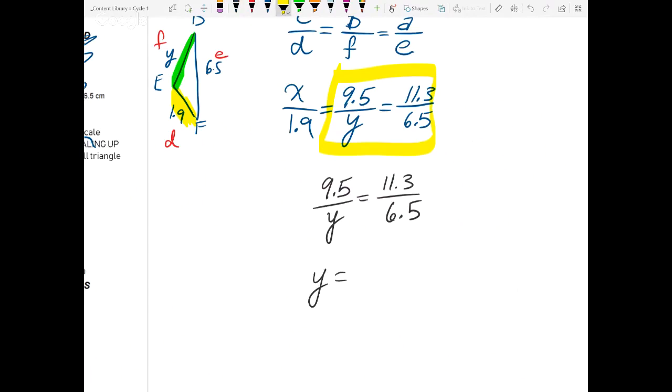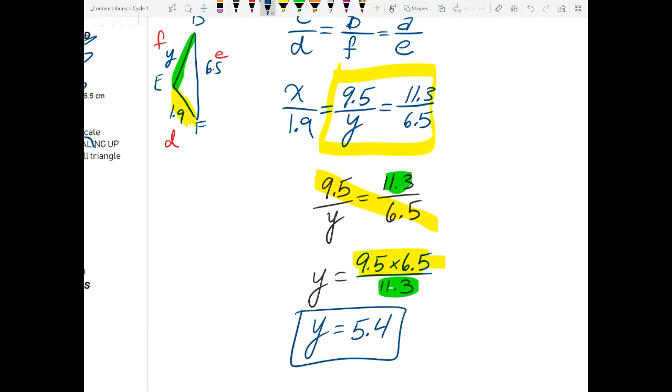Okay, but yes. How do I get it? 9.5 times 6.5. Very good. And that gives us 5.4. Great. Is that okay for everyone? You feel comfortable with that?